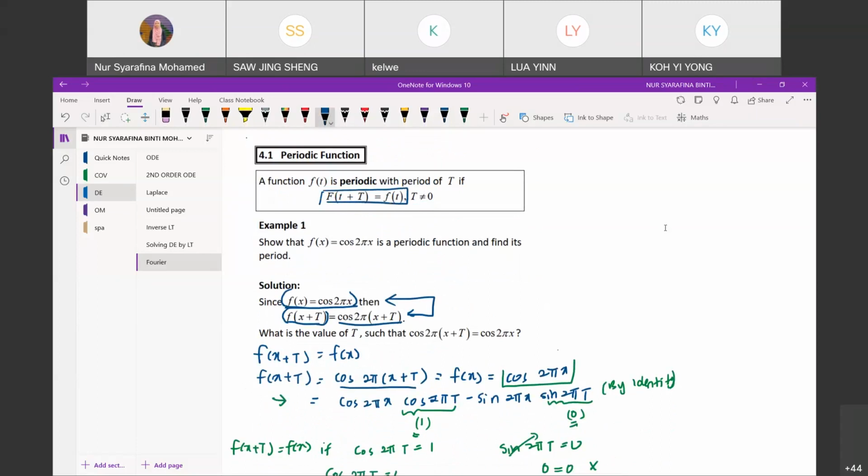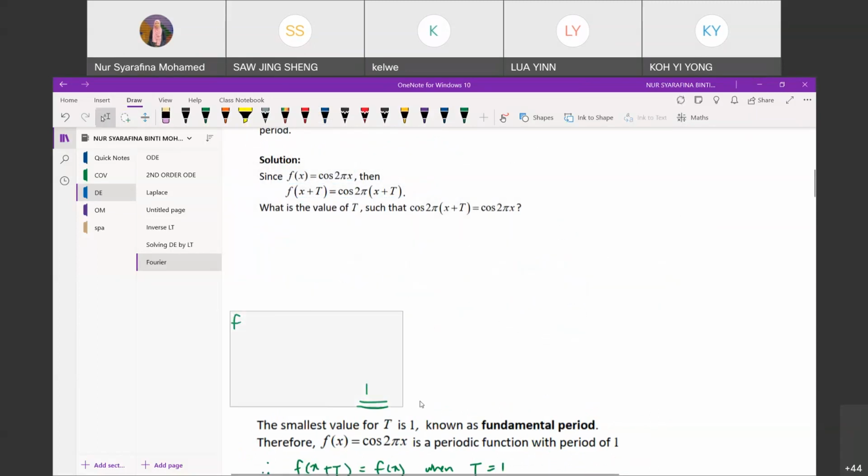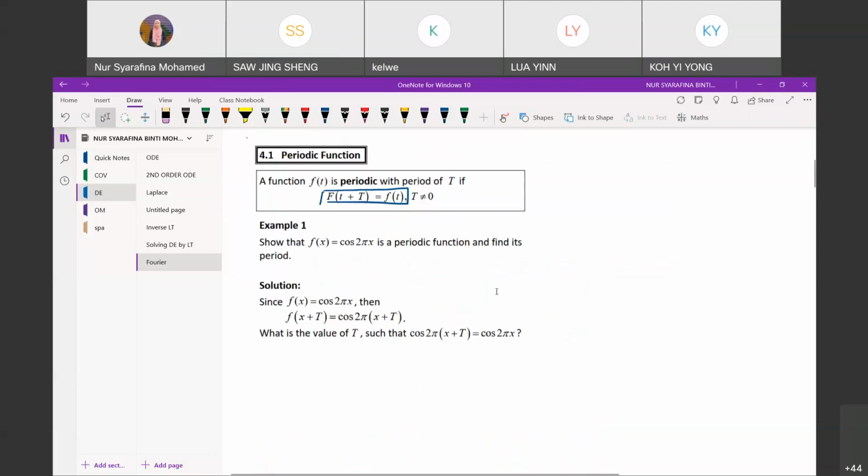Okay, so now we have a function, right? We have our function. And when it is involved with T, with a period there, it is called a periodic function only if f(t + T) = f(t). So now let's take a look at this example. We have f(x) = cos 2πx. Now we want to make sure that this f(x) is a periodic function.